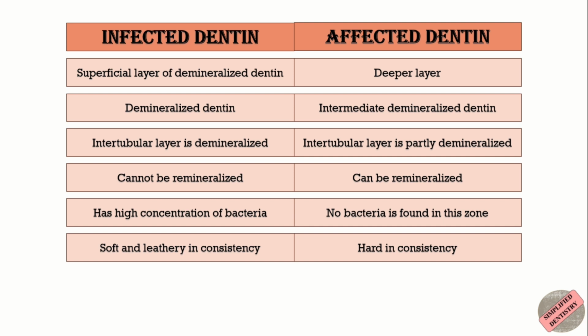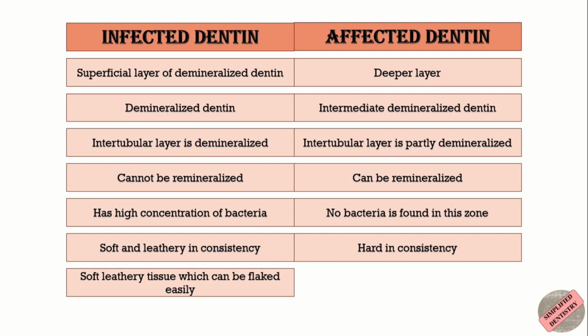Infected dentin is soft due to the lack of mineral content and collagen network. Affected dentin is firmer than infected dentin due to the presence of the collagen network and the mineral content. The infected dentin contains soft leathery tissue which can be flaked easily, whereas affected dentin does not flake easily.